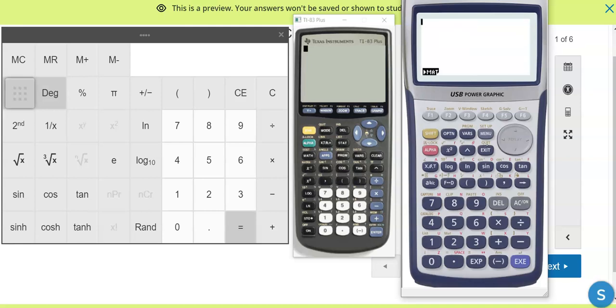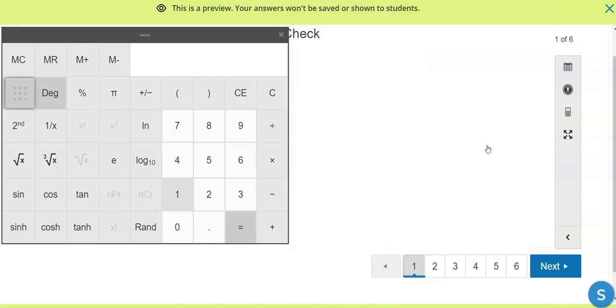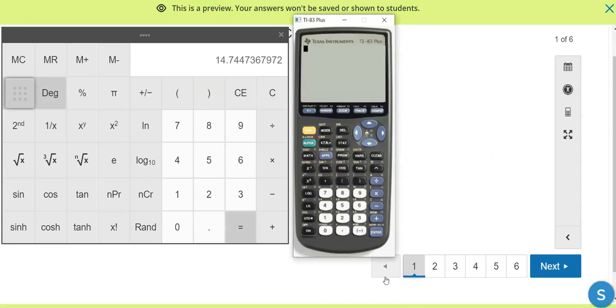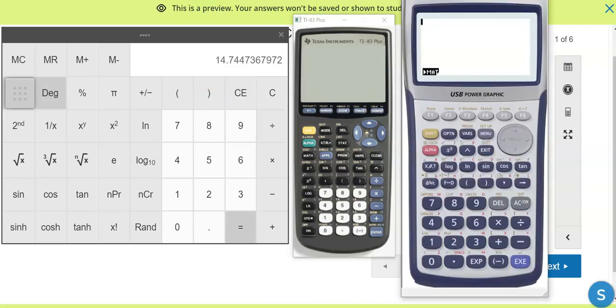I have to make sure that my calculator is set up to use degrees instead of radians. And for this particular example, I wanted to do 18 times the sine of 55 degrees. So unlike the Schoology calculator, you just hit 18 and then times the sine of 55 degrees. Okay, and hit enter, and there it is. There's your answer.